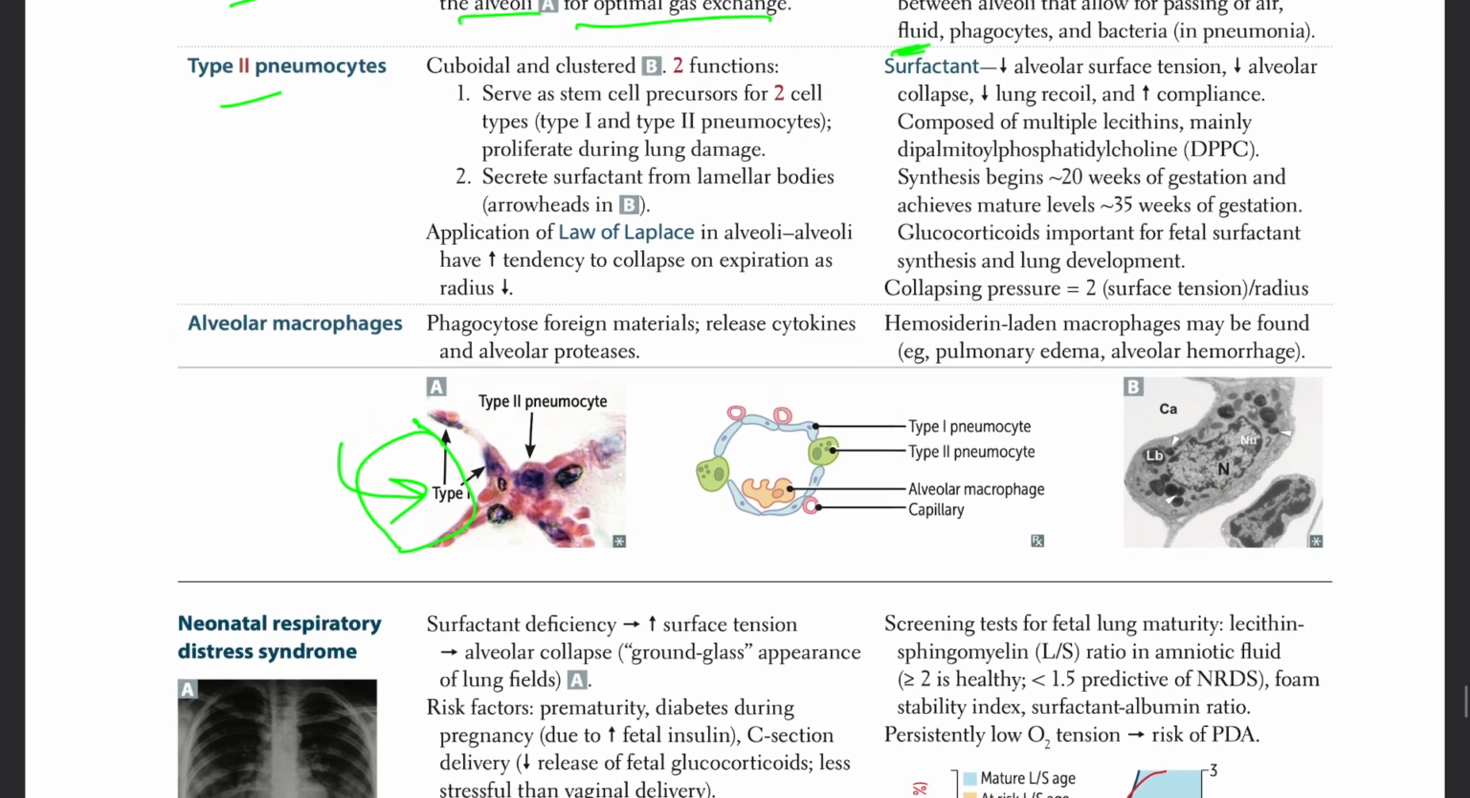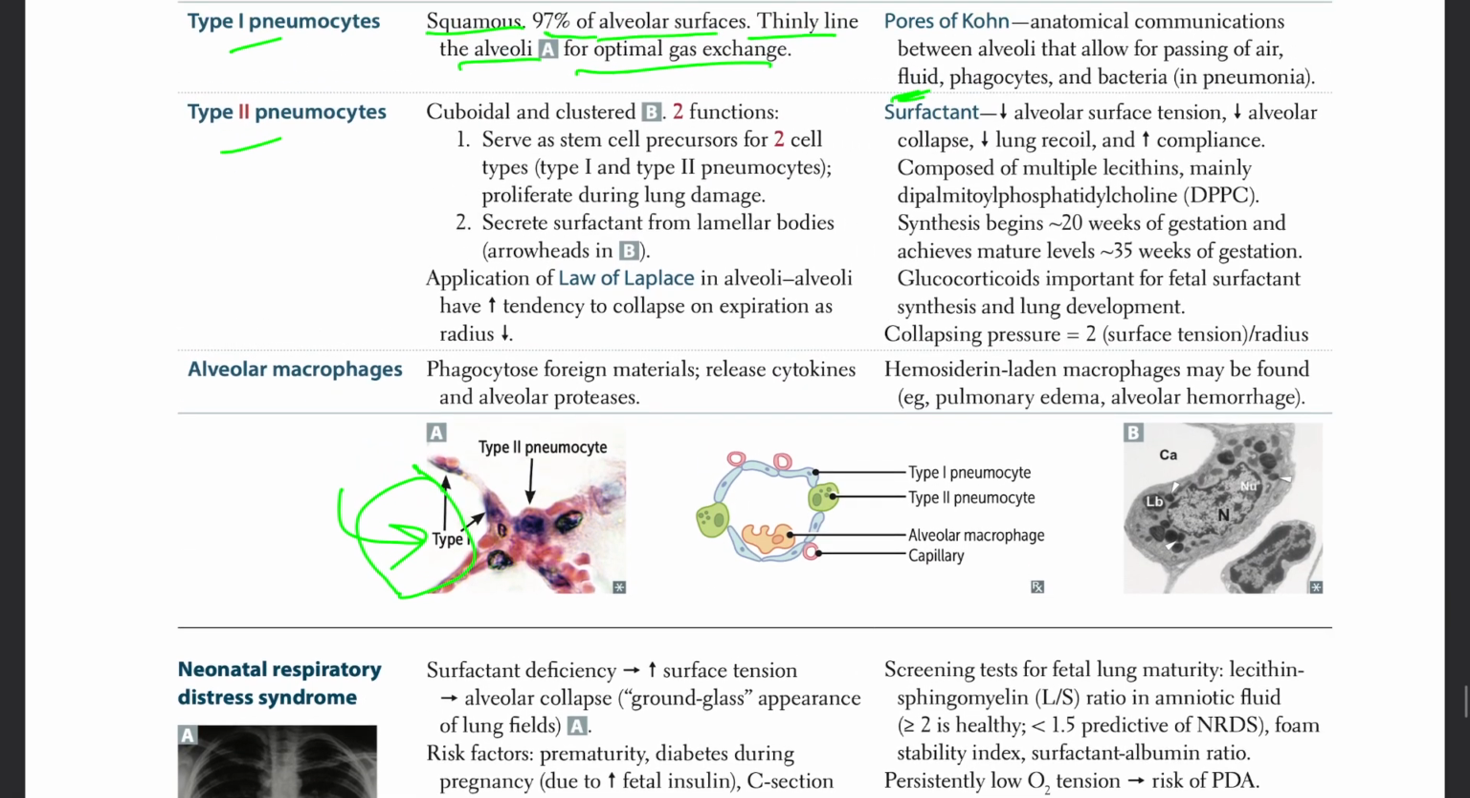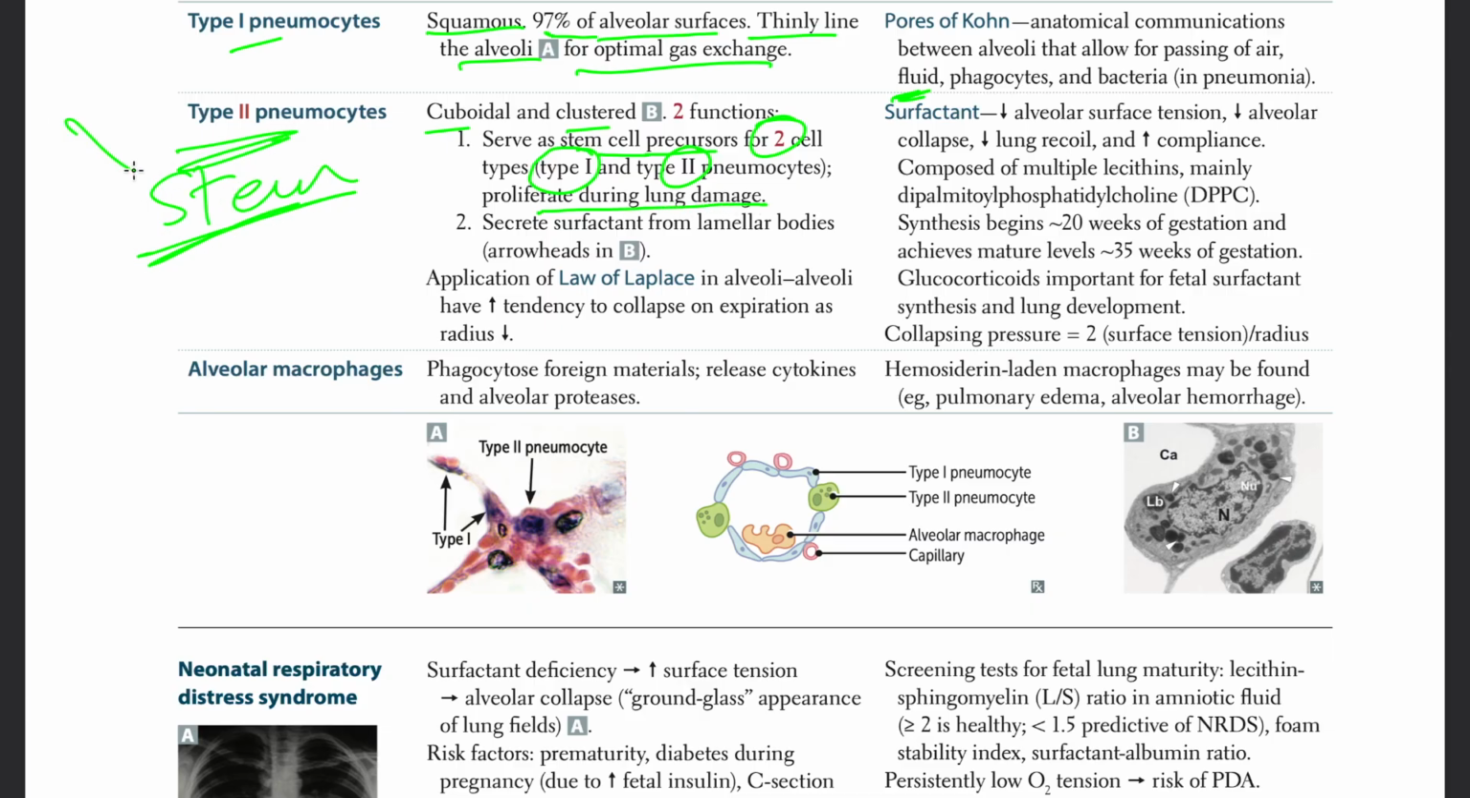The second thing is type 2 pneumocytes. This is important. Let's talk about it. Type 2 pneumocytes are cuboidal and clustered. They have two functions. They serve as a stem cell precursor for two cells, for type 1 and themselves, type 2. They proliferate during lung damage. So these are the stem cells. That's very high yield. If you have any damage to the lung, these are the ones rebuilding type 1 and themselves, as they are the stem cells.